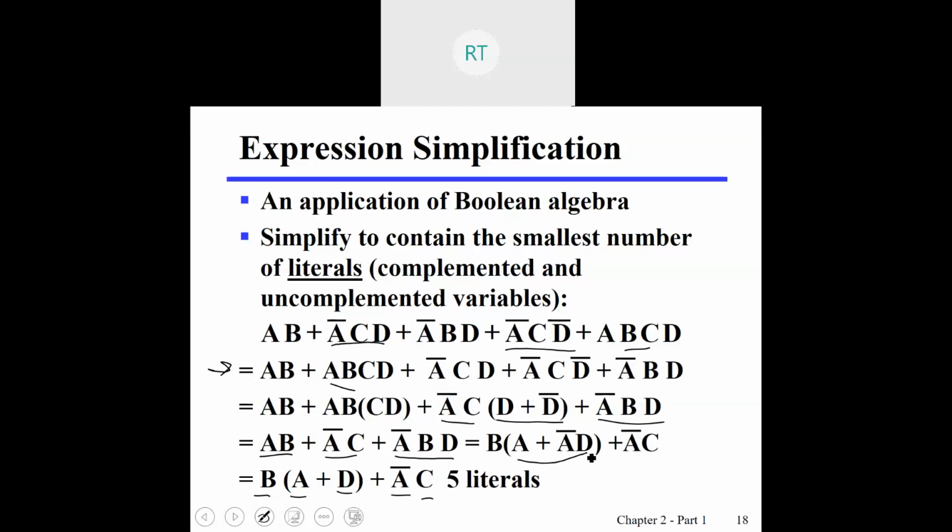So notice, please, how I moved from 15 literals to 5 literals. Boolean expression will always reduce the number of literals, or at least you try to reduce the number of literals when you simplify it. Okay? You could reach a certain extent, but you cannot simplify any further. So this will be your last.